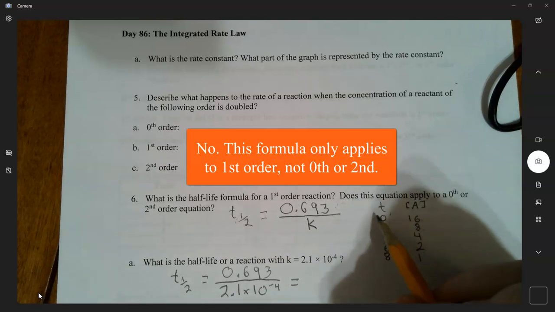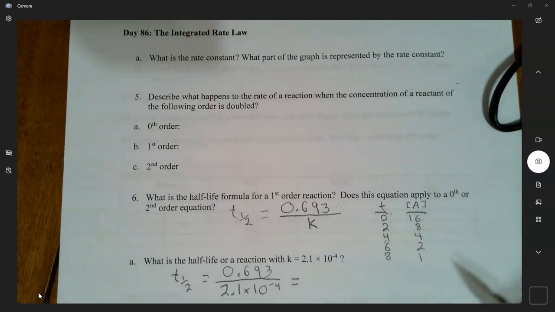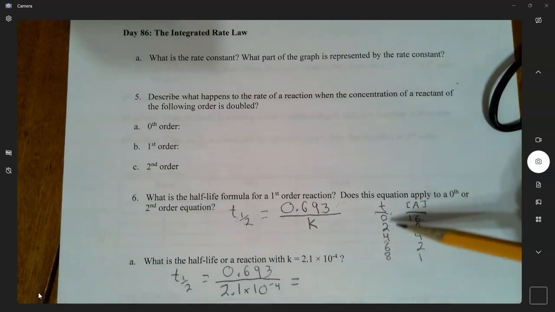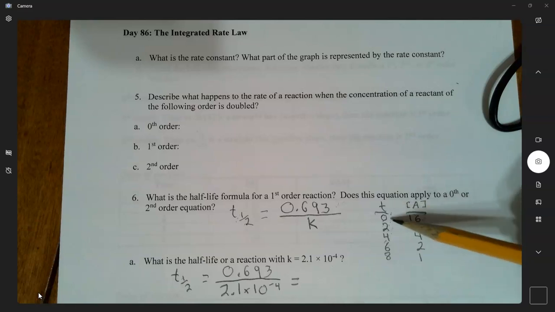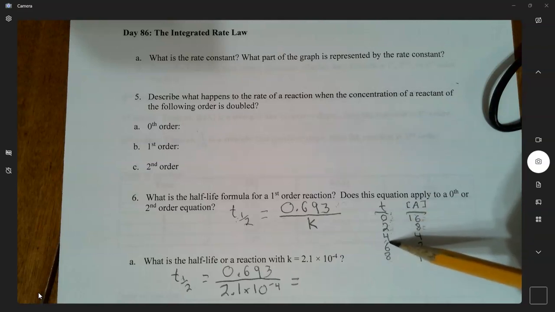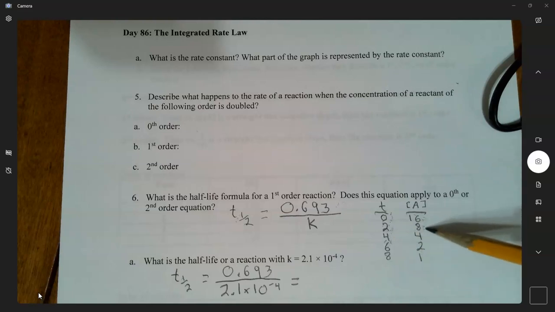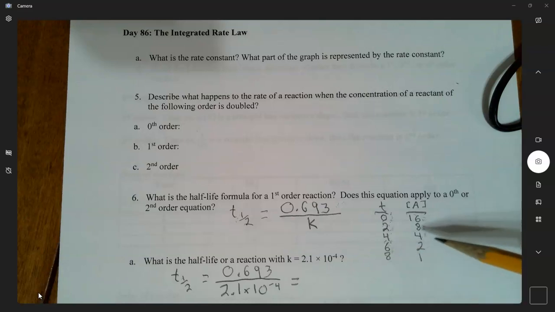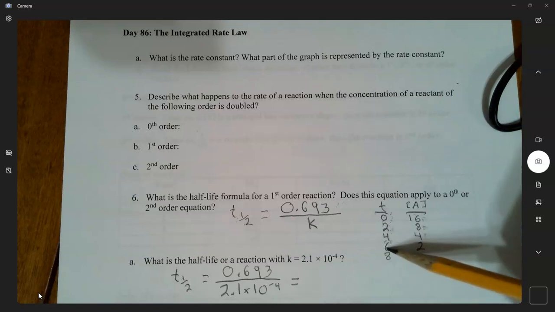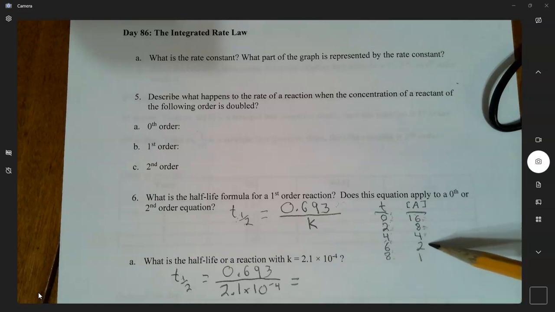So I came over here and I did a little example of a first order reaction. If you have even time intervals, it could be 0, 1, 2, 3, 4, or it could be 0, 2, 4, 6, 8, which I used here. You have even time intervals, and what it means is for the same time interval the concentration will be cut in half. So from 0 to 2 minutes, it will be cut from 16 to 8. From 2 to 4 minutes, which is also a 2-minute interval, it will be cut in half again from 8 to 4. From 4 to 6 minutes, another 2-minute interval, it will be cut from 4 to 2. And from 6 to 8, another 2-minute interval, it will be cut from 2 to 1.